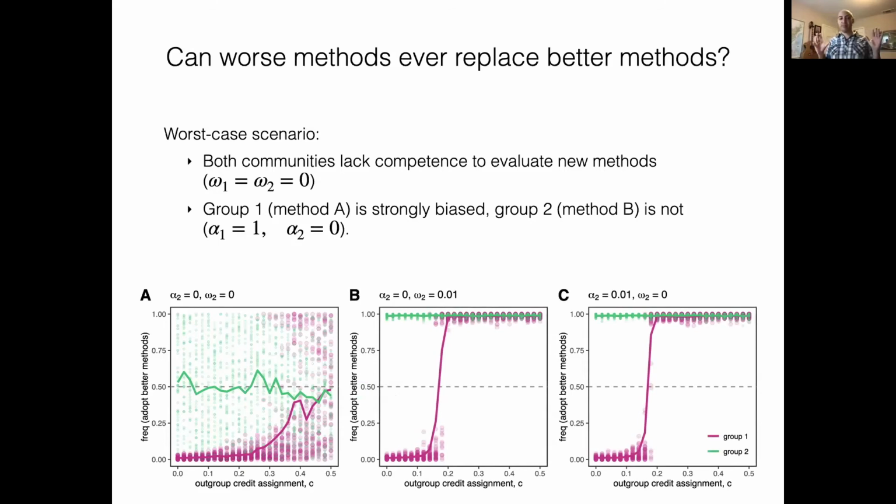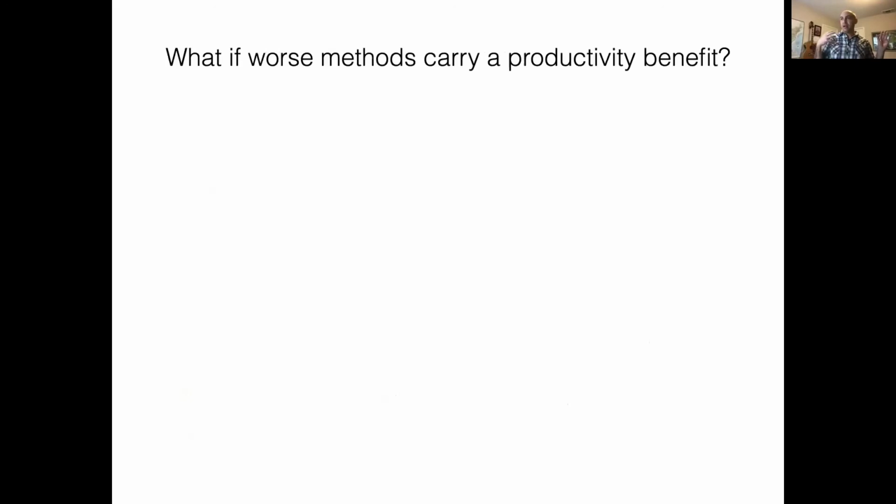I like to think of this as a fairly strong argument in favor of the benefits of interdisciplinarity. And I realize I'm running low on time, so I'll try to be quick. What if worse methods carry a productivity benefit? So we've assumed here that there's no cost to adopting the better method: one is better, one is worse, but I can learn either one the same, and there's no cost.